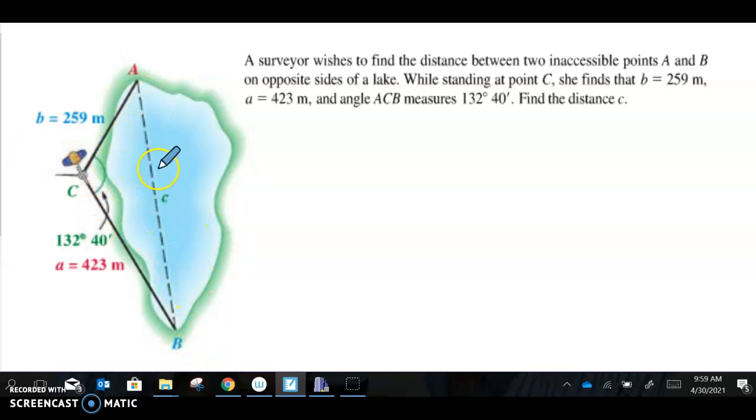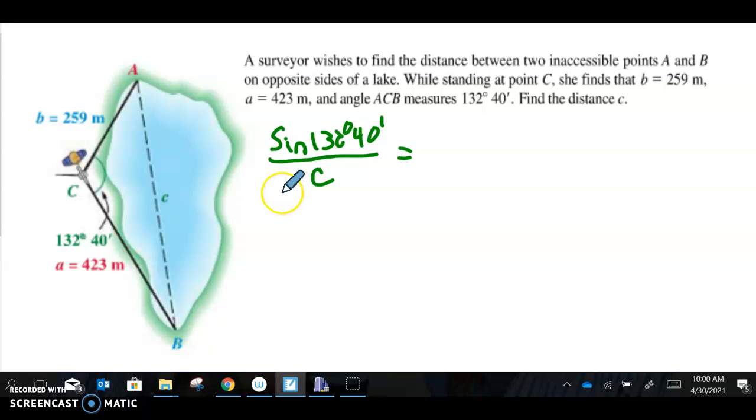So, let's see, I'm trying to set up the law of sines, so we do the sine of C, sine of 132 degrees 40 minutes, over side C.